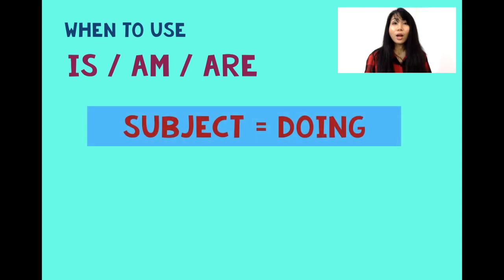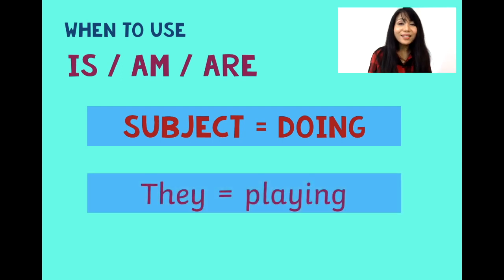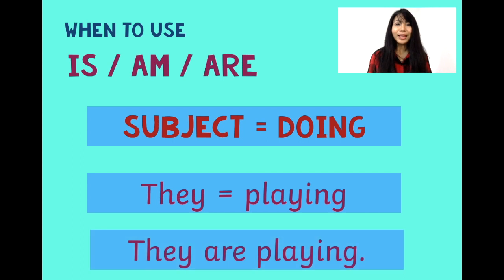Next, when we talk about we're doing something, right? Like subject, doing something, like in present progressive tense. They, playing. They, doing something. They, playing. So it's going to be like they are playing.